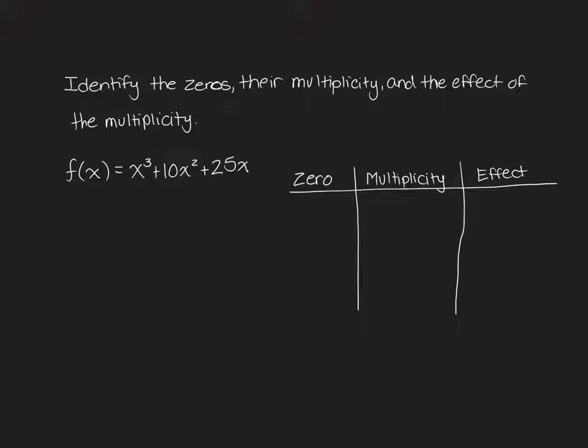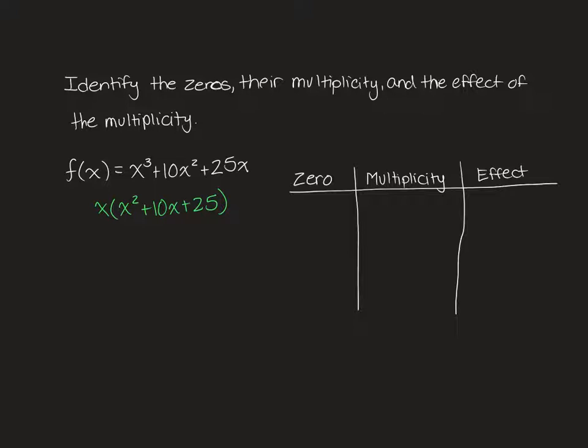All right, so identify the zeros, their multiplicity, and the effect of the multiplicity. So we have f of x is equal to x cubed plus 10x squared plus 25x. To find the zeros, we have to factor. So we can take out a greatest common factor of x, which leaves us x squared plus 10x plus 25.